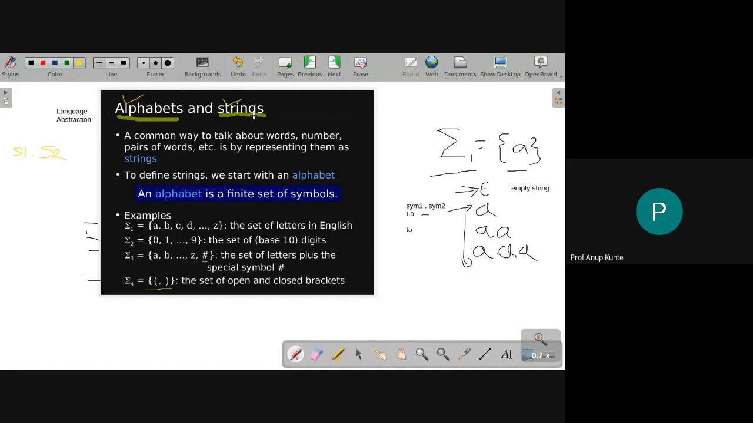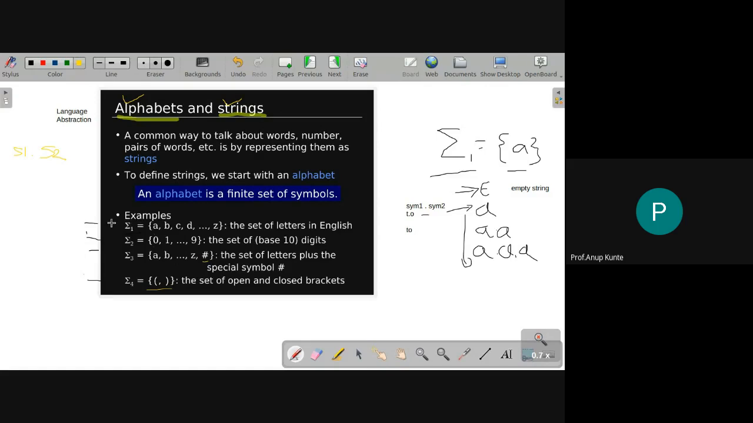So how is a string created? A string is created by composing the dot operation on the symbols which are part of an alphabet. So from a particular alphabet, the strings that I can generate will be only using the symbols in the alphabet. No other symbols can be used.